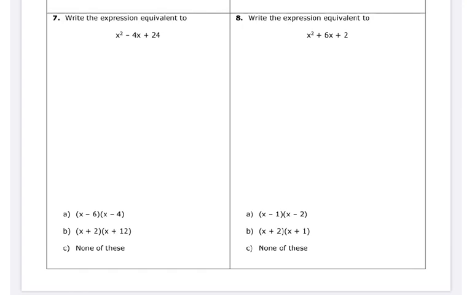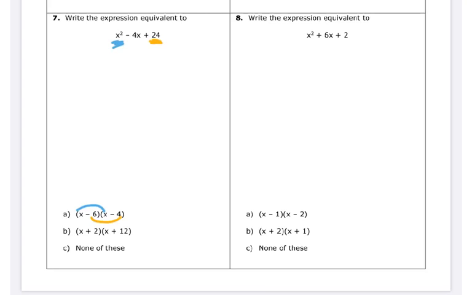Okay, so on number 7, I'm going to double distribute and see if it works. You could factor it too. Factoring will give you the same thing. So in this one, to double distribute, we're going to check our front terms. X times x makes x squared. So that works. Check your back. Negative 6 times negative 4 is a positive 24.